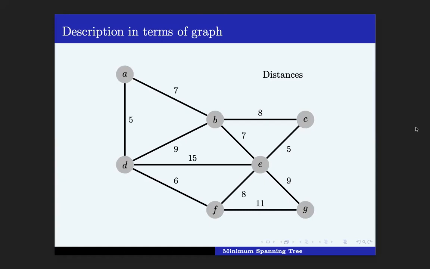And what is the thing that we want? We somehow want to select a set of roads such that every vertex is connected, and we want to minimize the sum of the costs of the set of roads selected.